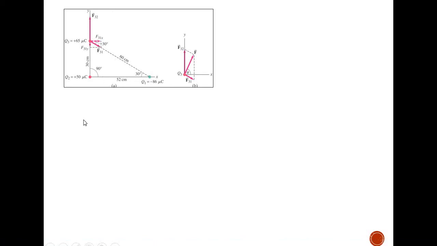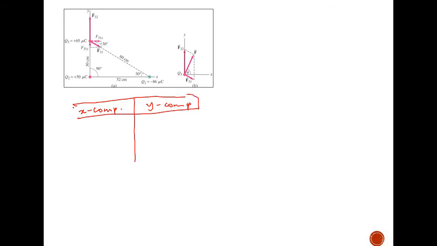Okay, so from here you can see that you need to find the F31 and F32. Okay, so you repeat again this question. Basically, for this type of question you need to add up the forces according to the components. Okay, so you have the X component and the Y component.